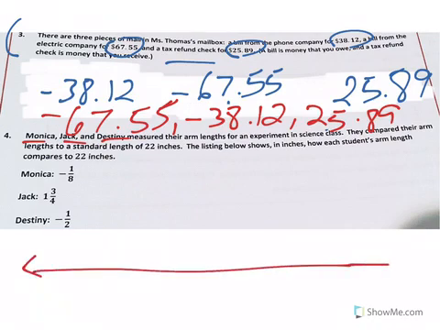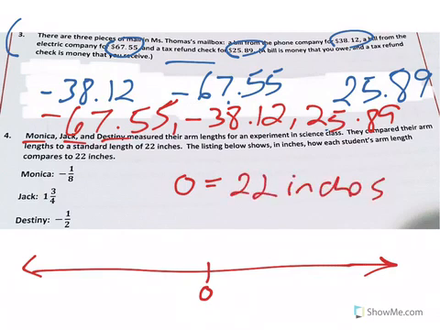I'm just going to create a number line here and put 0. So keeping in mind, in this case, 0 represents 22 inches. It doesn't mean that their arms are 0 inches long, or, in this case, 1 3/4 inches long. It means that if, for instance, Monica's arm is 1/8 inch less than 22 inches, she still has an almost 22 inch long arm.